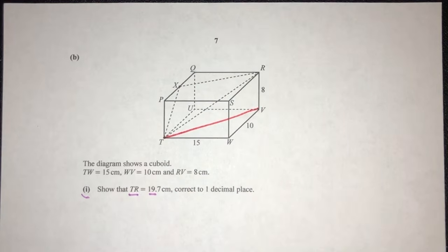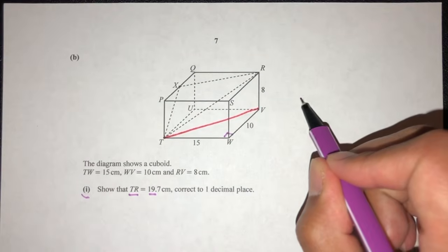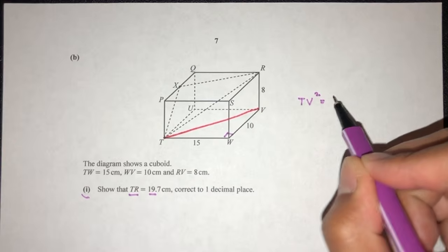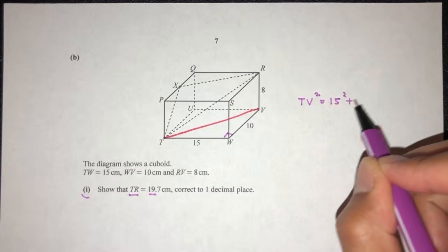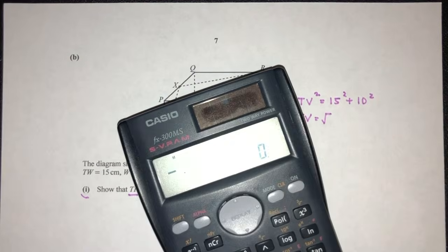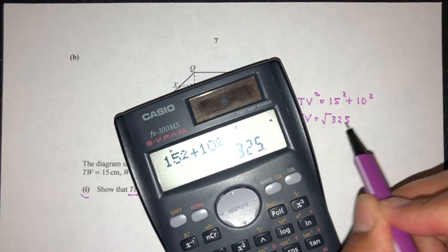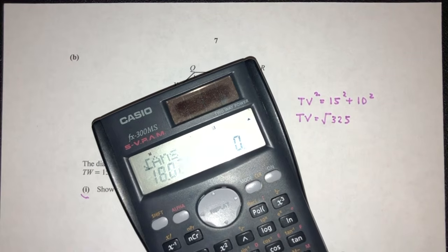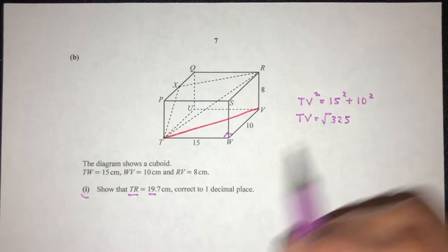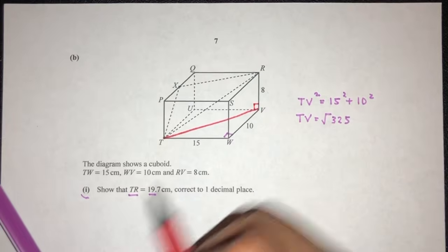What is the length of TV? As you can see, this is 90 over here. So TV square will be 15 square plus 10 square. So TV will be root of 325. That is 18.0. So whatever it is, that will be TV. Now, we understand this is obviously 90 as well because it is on the ground.